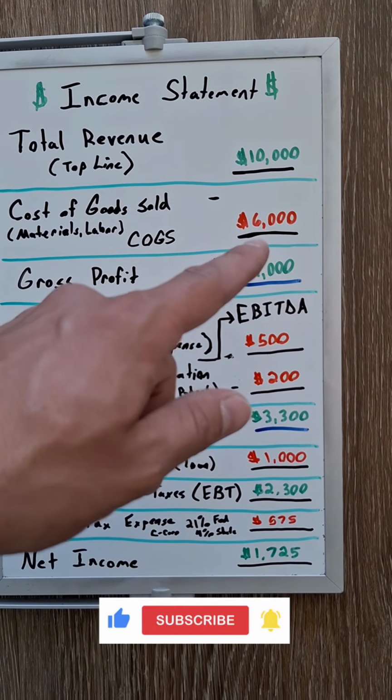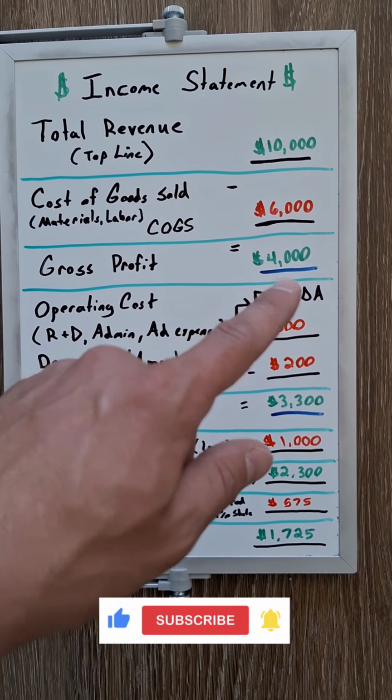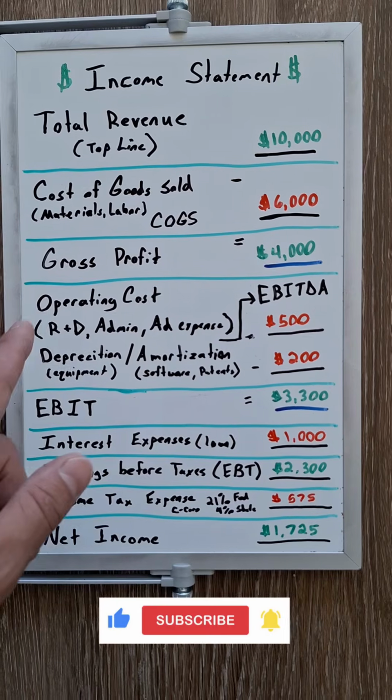Let's say that cost you $6,000. You subtract that from your $10,000. Now we arrive at our gross profit. So we have $4,000 as gross profit, but we're not done yet.